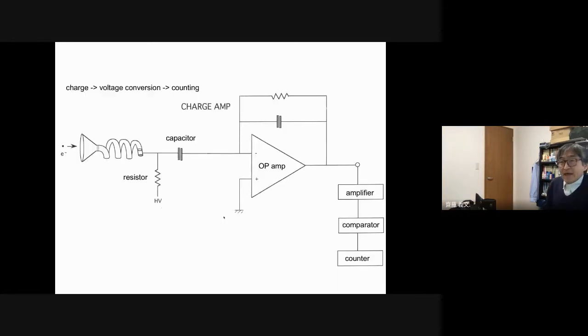This is the circuit detecting the charge pulse. When a charged particle enters this channel multiplier and is multiplied, the charge cloud is emitted from the output. It is fed into an operational amplifier with a capacitor and resistor connected, so this is called a charge amplifier. This amplifier converts the charge cloud to a voltage pulse, and the number of voltage pulses is counted by this counter. By doing so, we can measure how many electrons or ions come into this detector.